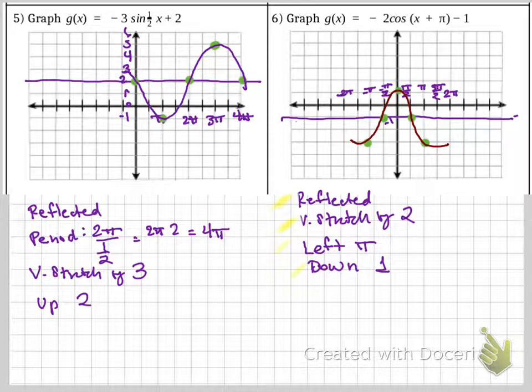So let me take a look. Did I do everything I was supposed to do? First of all, I graphed a sine, so I should always check that too. Graphed a sine, and then it's reflected, so it goes down. My period is 4 pi. Yes, period is 4 pi. Vertical stretch by 3. Yes, my amplitude is 3. Then I shifted it up 2, so my midline is at 2. So I am all done.